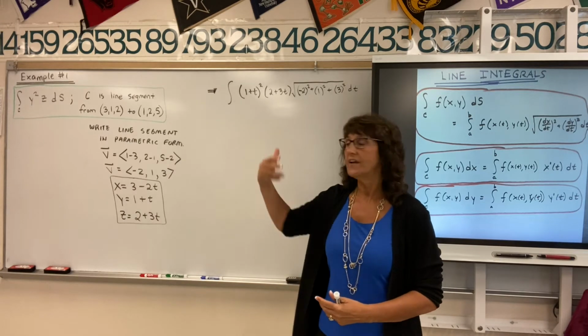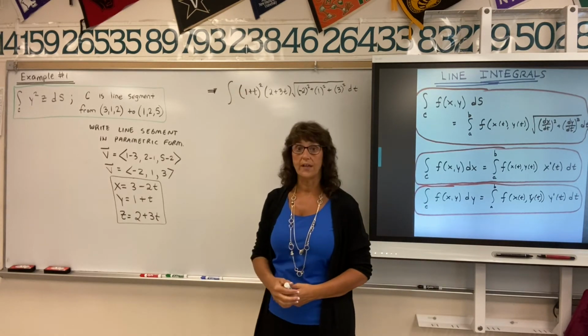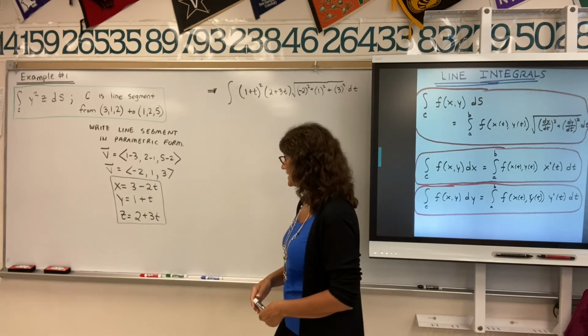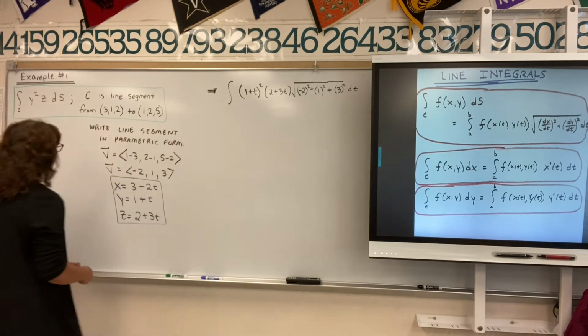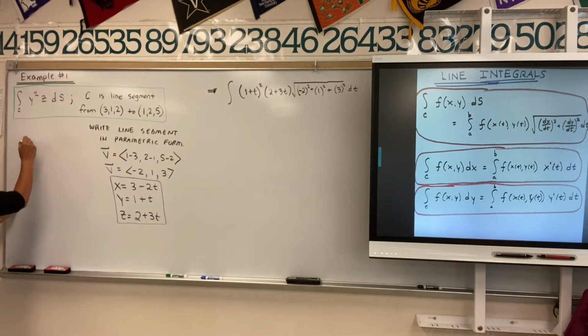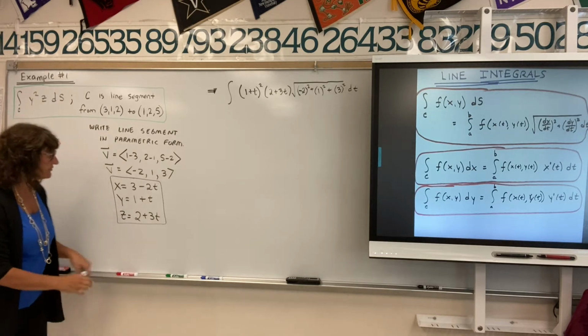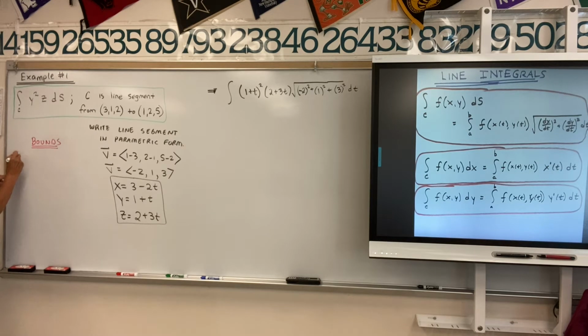Now we need to take care of the bounds, the lower and the upper bound. Let's see what we're going to do. We need to go back to our equation. For our bounds, we are going from (3, 1, 2) to (1, 2, 5). So the x's travel from 3 to 1, the y's from 1 to 2, the z's from 2 to 5, but we are in terms of t.